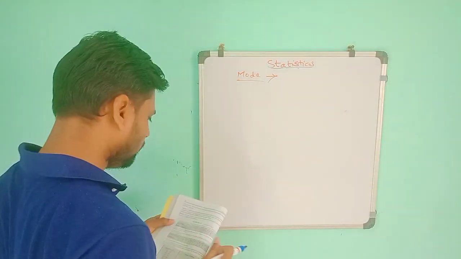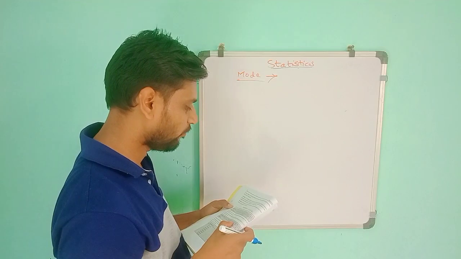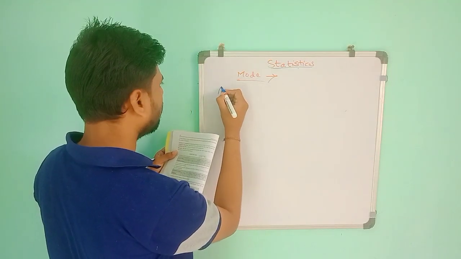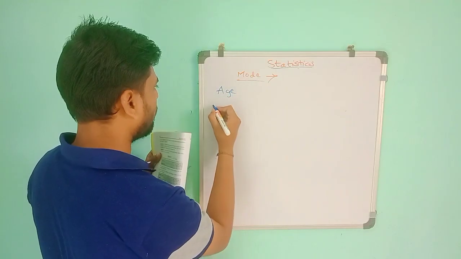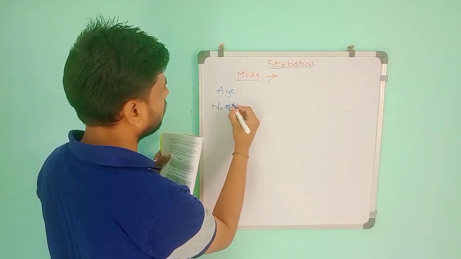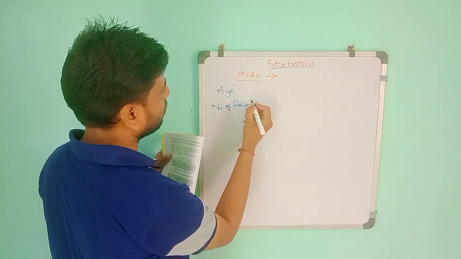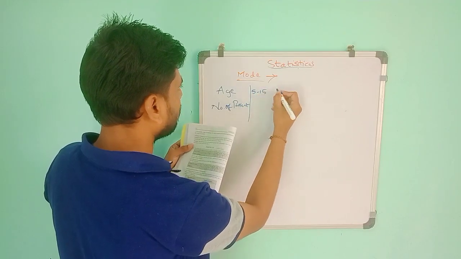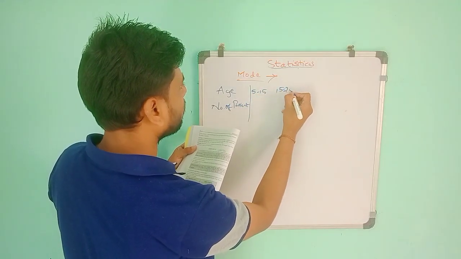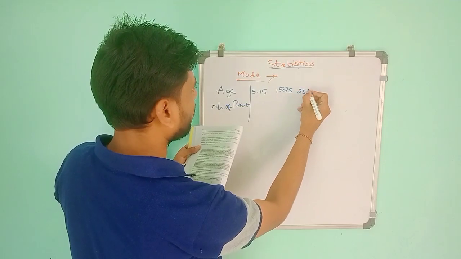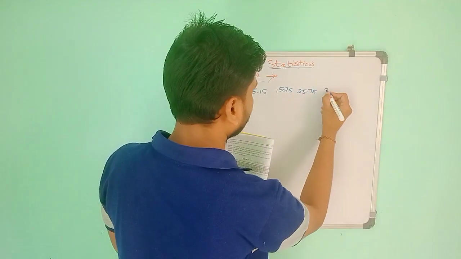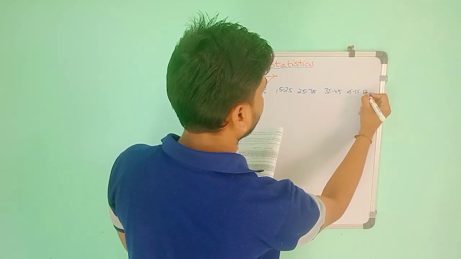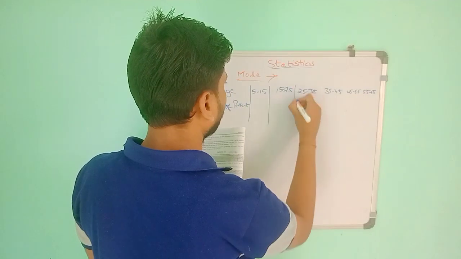So the first problem they gave: the following table shows the ages of the patients admitted in a hospital during a year. So they gave age, then number of patients. The ages are 5 to 15, 15 to 25, 25 to 35, then 35 to 45, then 45 to 55, then last 55 to 65.